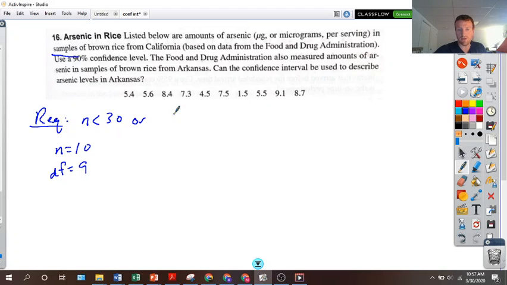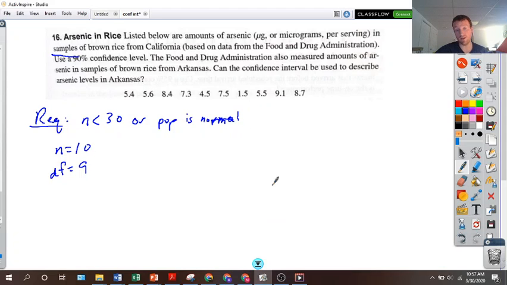The other thing that will help us is if the population is normal, which also isn't stated here. So, amounts of arsenic in brown rice. I know nothing about brown rice. Is it normally distributed? Probably. That's why the word normal is used, because it's what's normal. But we have no idea.